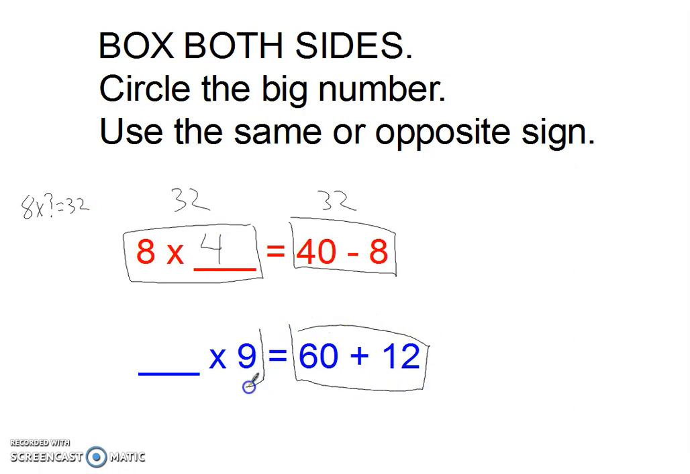Try this one now. Box both sides. 60 plus 12 is 72. So this side is also 72. Something times 9 equals 72. So I start doing my 9s. 5 times 9 is 45. It's bigger than that. 10 times 9 would be 90, so it's less than that. 6 times 9, 54. 7 times 9, 63. 8 times 9, 72.